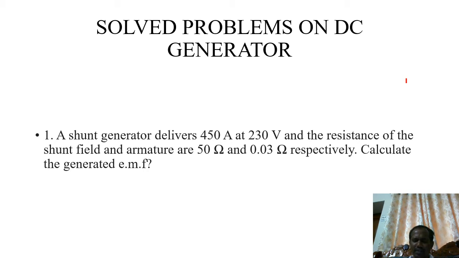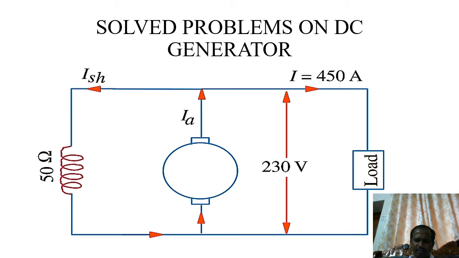In the next slide, you can solve this problem. Very simple one. Just substitute the values in the equation and you will get the answer. So this is the solved problem on this DC generator. So this is a shunt generator. The given problem is also a shunt generator.